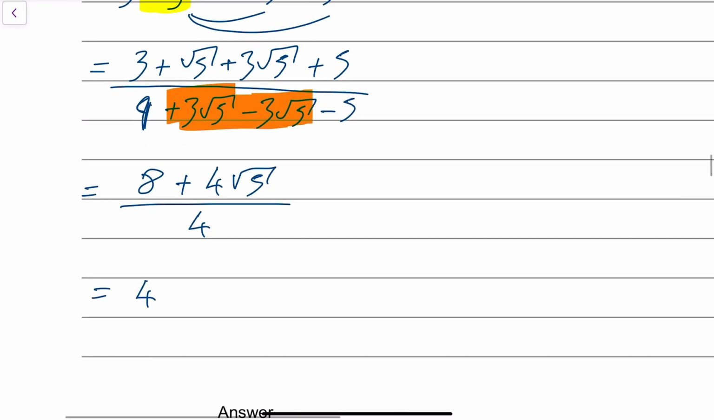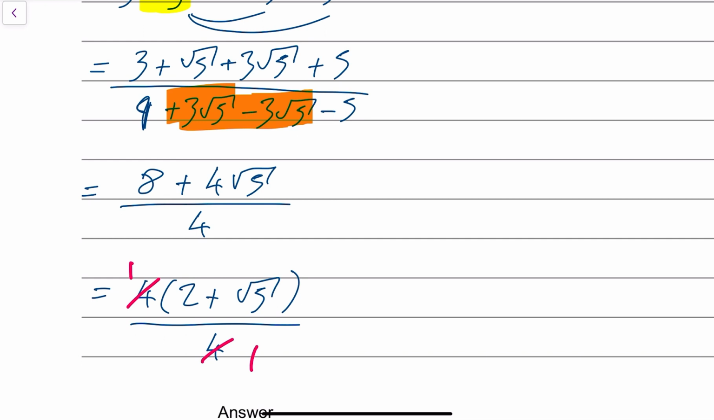And I'll set this out really well here if I do say so myself. This is a nicer way of doing it than just dividing everything through by 4. If you factorize out first, you can see 4 divides into itself once, 4 divides into that once, and that just leaves you with 2 plus root 5. Lovely.